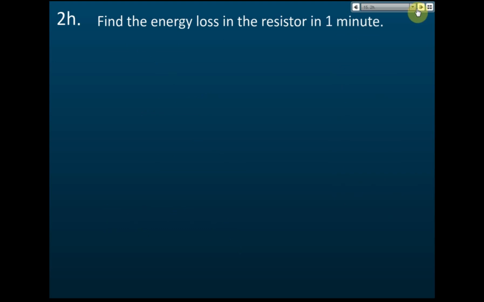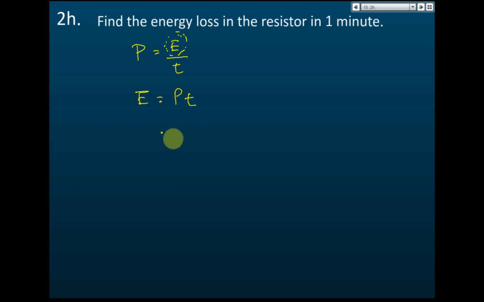2H, find the energy loss in the resistor in 1 minute. So the energy loss in 1 minute. Then for this one we can use P equals E over T, where E is the energy change, in this case the energy loss to the surrounding. Then E equals PT.